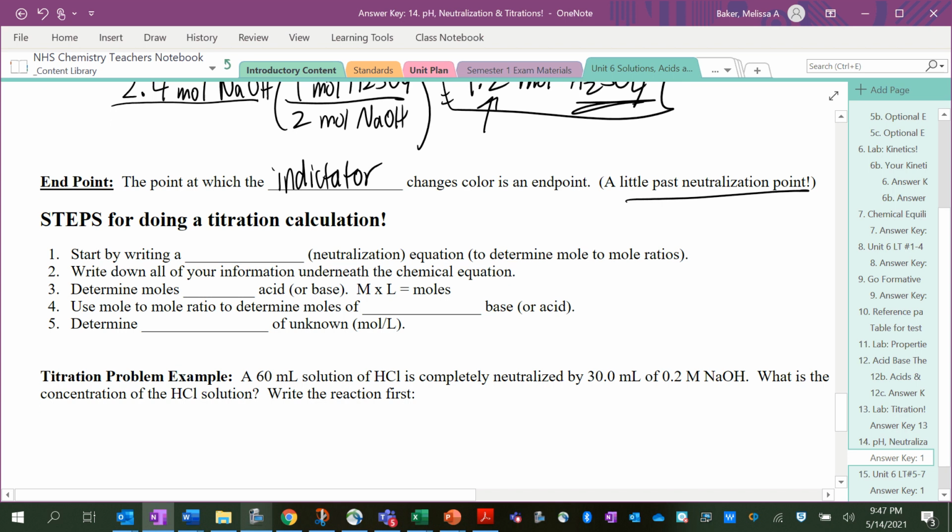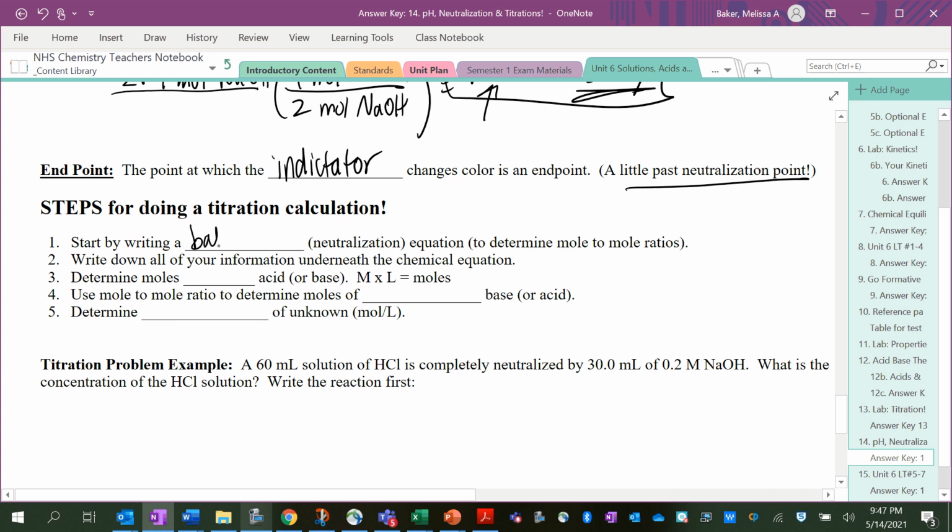Okay, steps for doing a titration. Start by writing a balanced neutralization equation. Then write all your information underneath the equation. Determine moles of your known acid or base by taking molarity times liters to get moles. Use the mole-to-mole ratio to determine the moles of your unknown base or acid. Final step is to determine the concentration of your unknown.